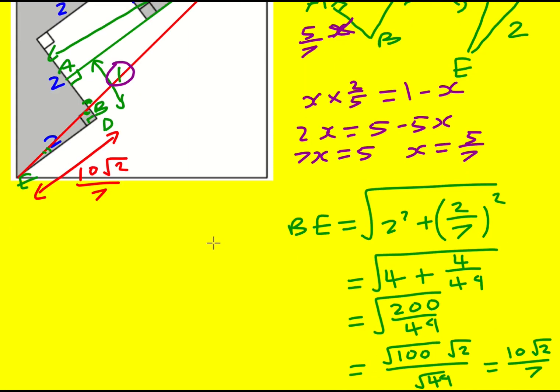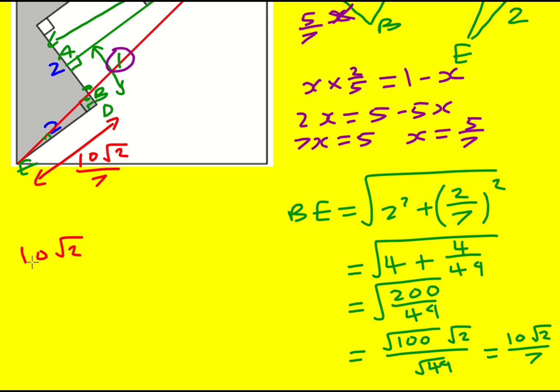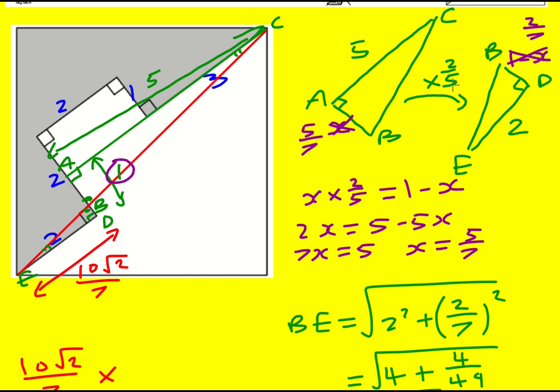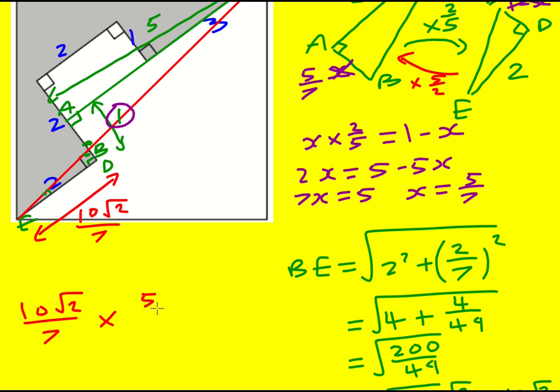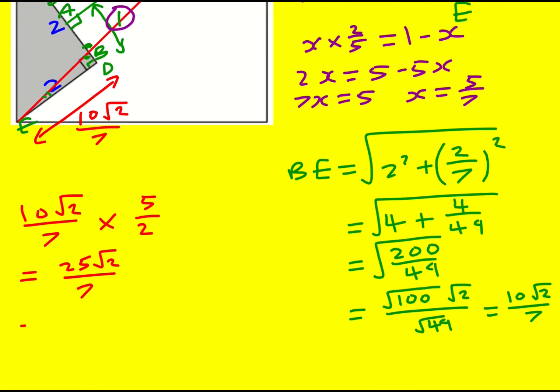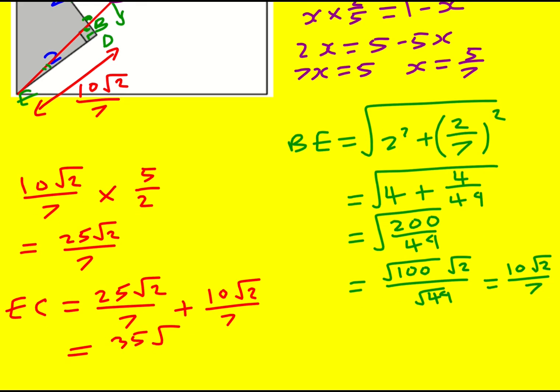Now we've talked about a scale factor, and I can take my 10 root 2 over 7 and I can times it by, oh sorry, it was times by 2 over 5 that way, so it's times by 5 over 2 going that way. And that's going to be 25 root 2 over 7. So then EC is equal to 25 root 2 over 7 plus 10 root 2 over 7. It's going to be 35 root 2 over 7. And this simplifies, amazingly enough, to 5 root 2.